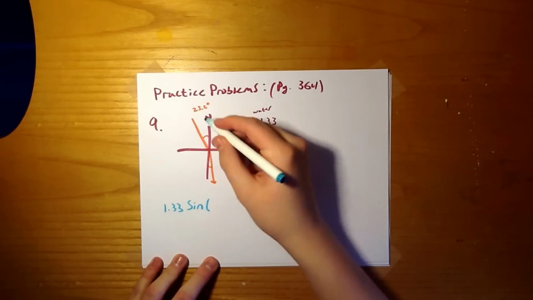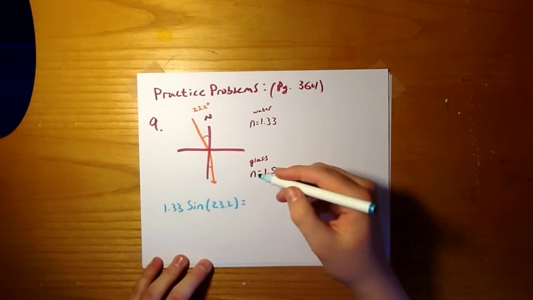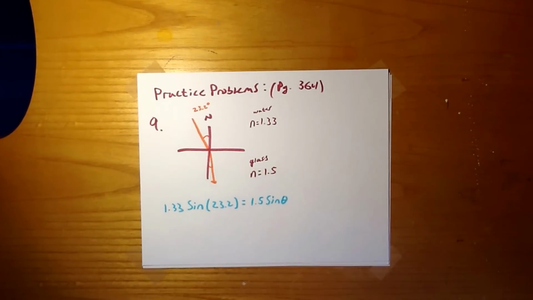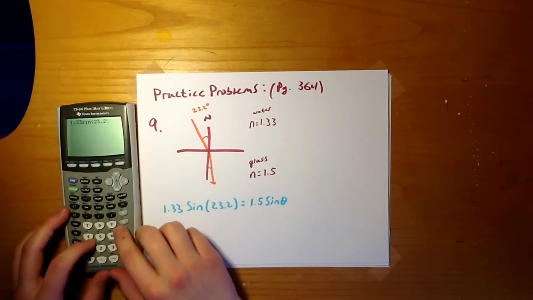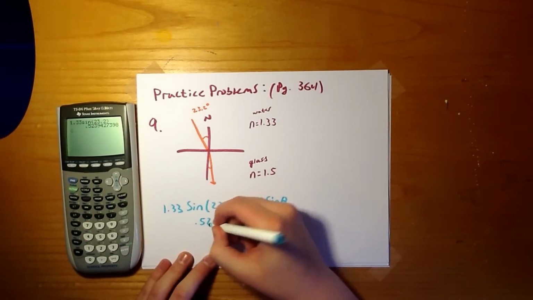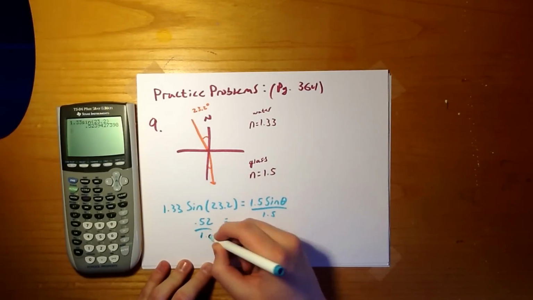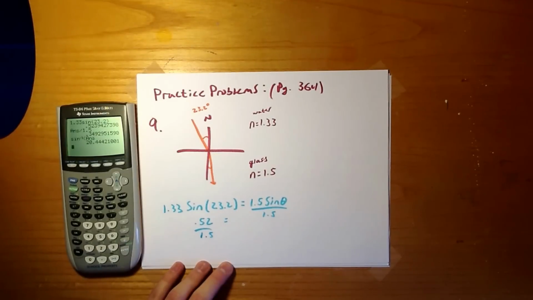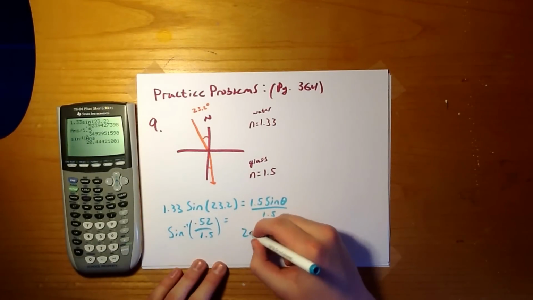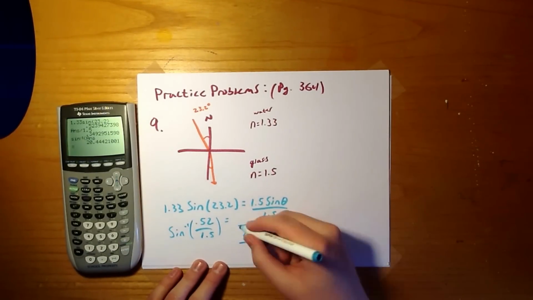So let's just write out Snell's law here, making sure we attach the right values to each variable. Plug and chug. And take the arcsine of 0.25 over 1.5, and that gets you 20.4 degrees.